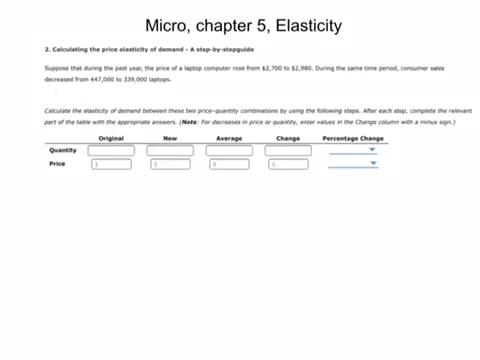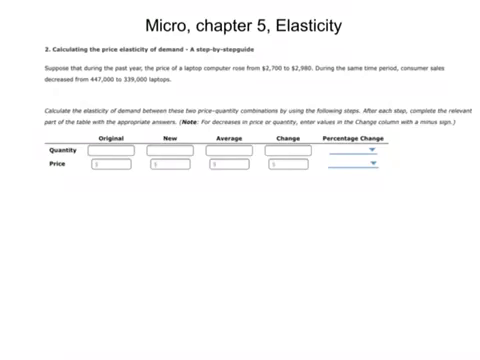to put on sale. So in this first problem, which is actually the second problem, the first one I skipped, I figured you could do that one. The second one is a step-by-step guide to calculating the price elasticity of demand. So the first piece of it, it gives us some information. The price of a laptop computer went from $2,700 to $2,980. During the same period, consumer sales decreased from 447,000 to 339,000 laptops.